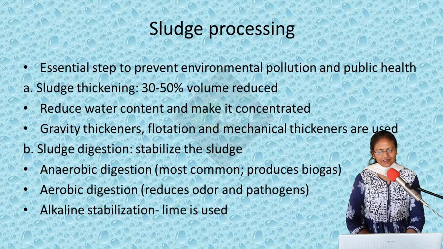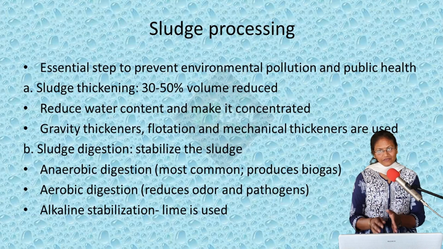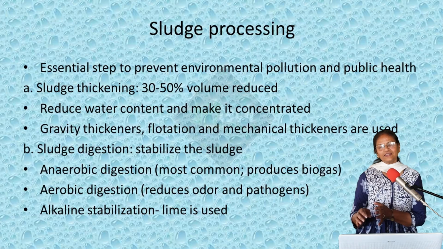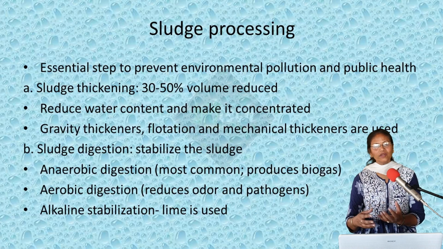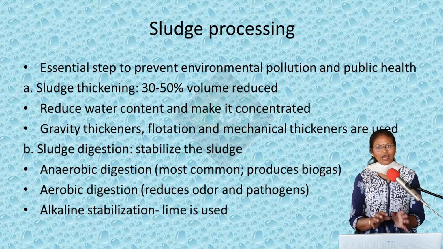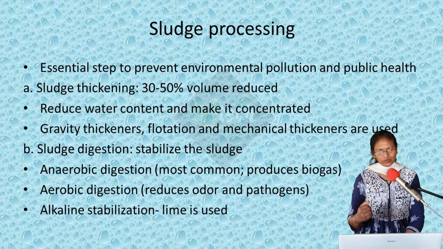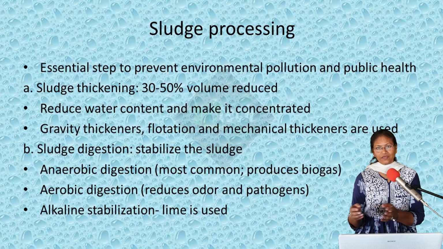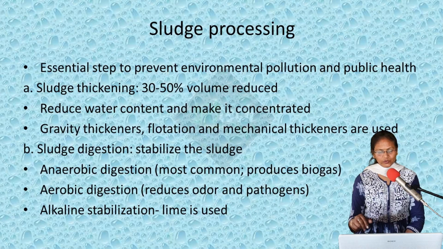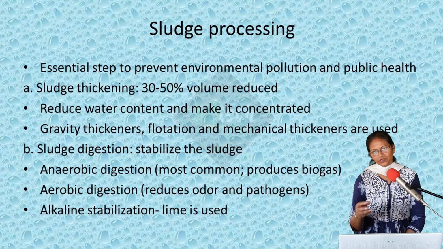Then the next is sludge digestion. This is very important to stabilize the sludge. Stabilization means no more decomposition is taking place here, and now this sludge is ready for disposal. So here anaerobic and aerobic, both processes can be done, but anaerobic digestion is the most common one, and it produces biogas. Biogas is a mixture of methane and carbon dioxide, so this biogas can be used. And aerobic digestion reduces odor and pathogens, and then alkaline stabilization can also be used, where lime is used.